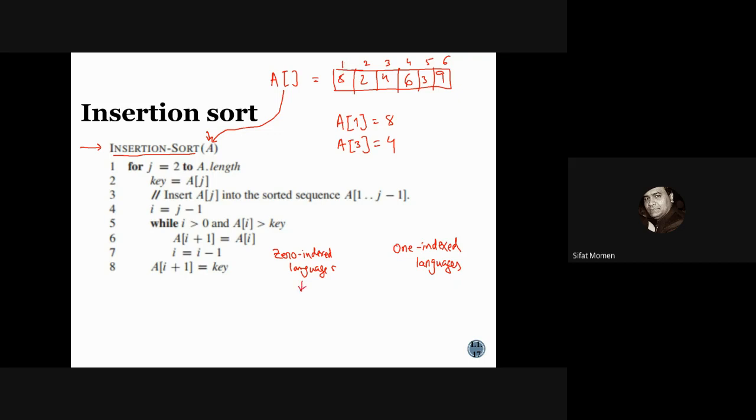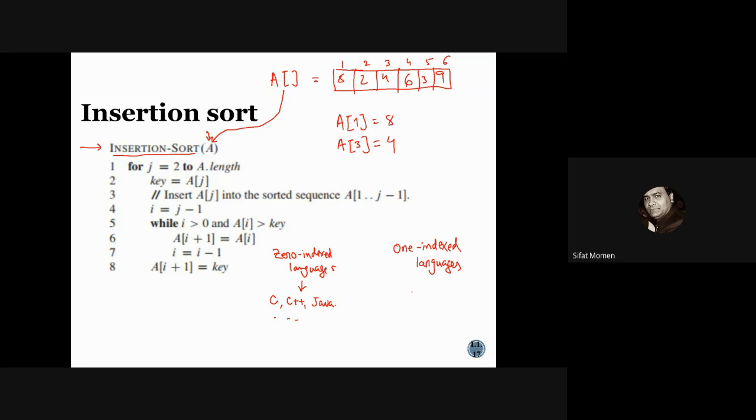Examples of zero index languages, and most of the languages you have learned are probably zero index languages: C is a zero index language, C++ is a zero index language, Java is a zero index language, etc. These are the languages you have learned. But do bear in mind there are other programming languages which are not zero index languages.